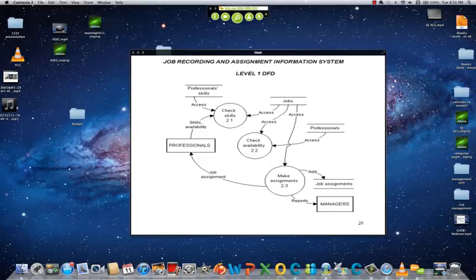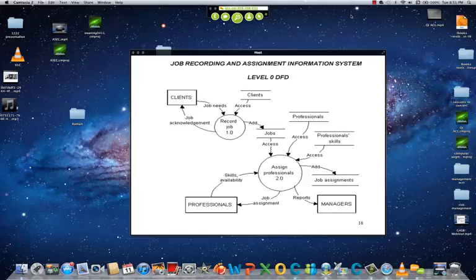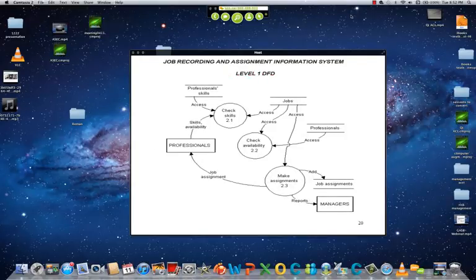So what are the external entities here? You have professionals. We want to check skills, and we want to assign them jobs. You have managers, for whom you create reports. These are the same entities, agents which were related to the assign professionals process 2.0. So those entities are the same. We just drill down, basically. Finally, what tables do we have? We have a jobs table, which is accessed all the time, a professionals table with information about employees, information about their skills, and we also record information about job assignments here.